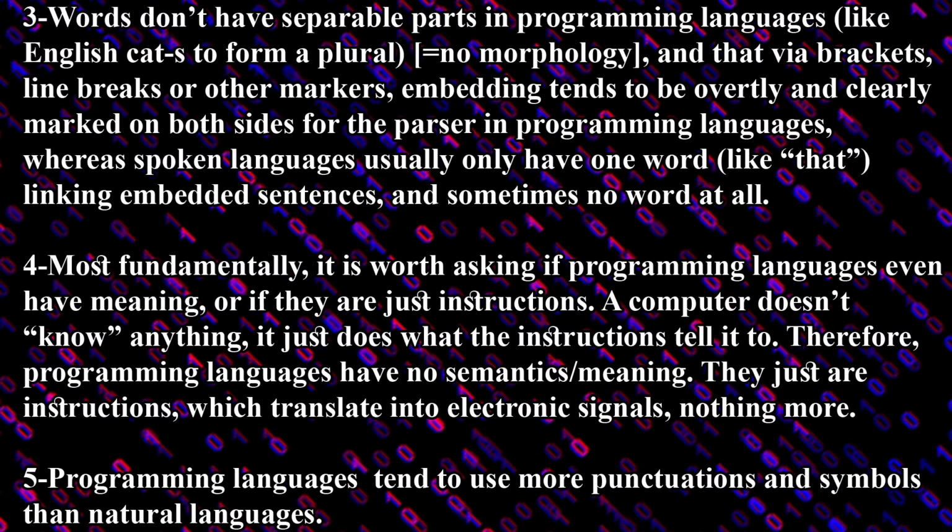Number 4. Most fundamentally, it is worth asking if programming languages even have meaning, or if they are just instructions. A computer doesn't know anything. It just does what the instructions tell it to do. Therefore, programming languages have no semantics or meaning. They just are instructions which translate into electronic signals, nothing more. Number 5. Programming languages tend to use more punctuations and symbols than natural languages.